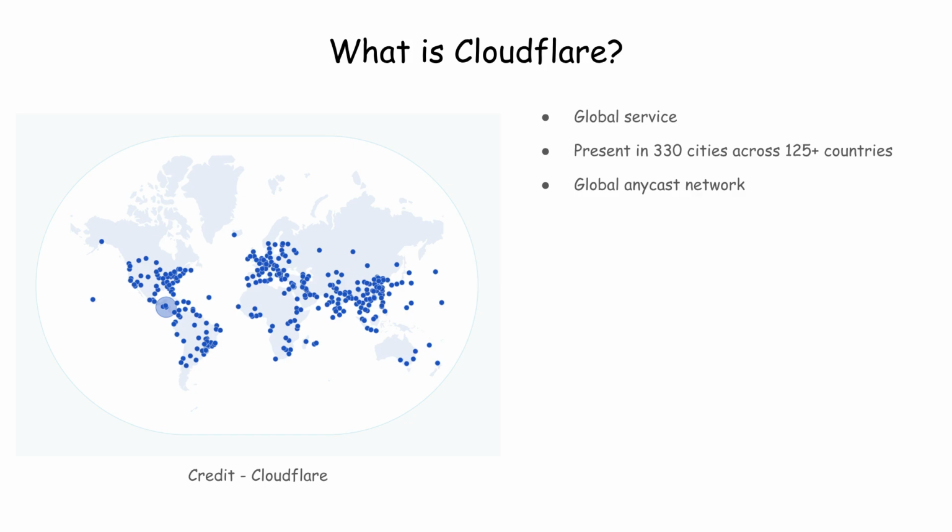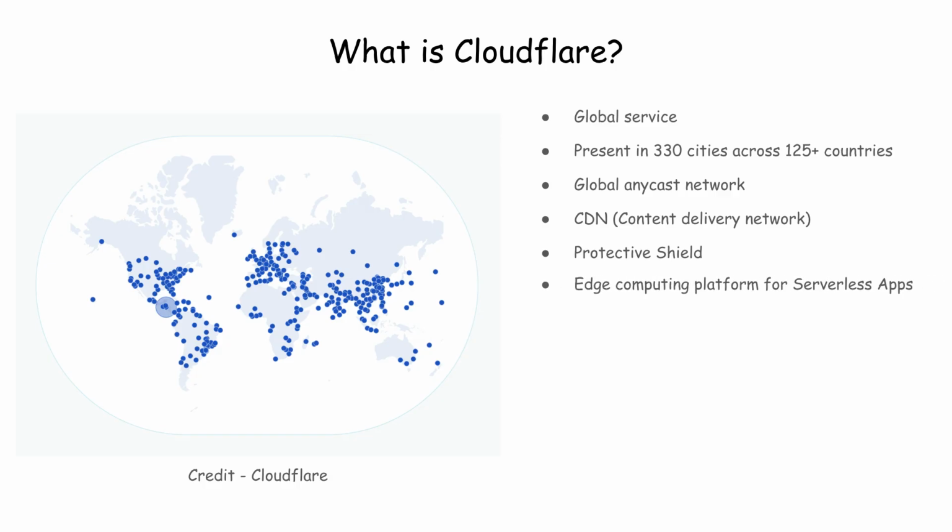This architecture provides two immediate benefits. First, for performance, it acts as a content delivery network or CDN. It can store copies of your static content, like images and JavaScript files, at these edge locations, so they load incredibly fast for your users. Second, for security, it acts as a protective shield, inspecting traffic for threats before they can ever reach your server. It also provides a robust developer platform for building and deploying serverless applications directly on this global edge network.